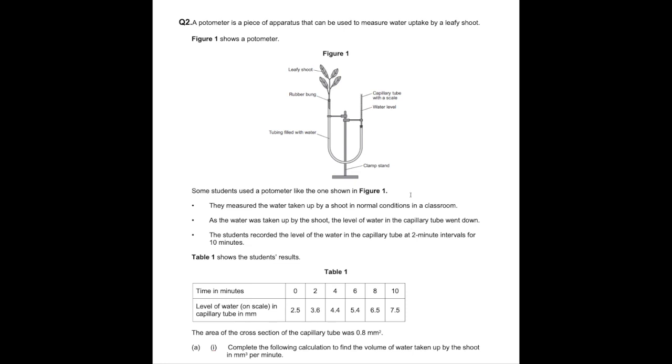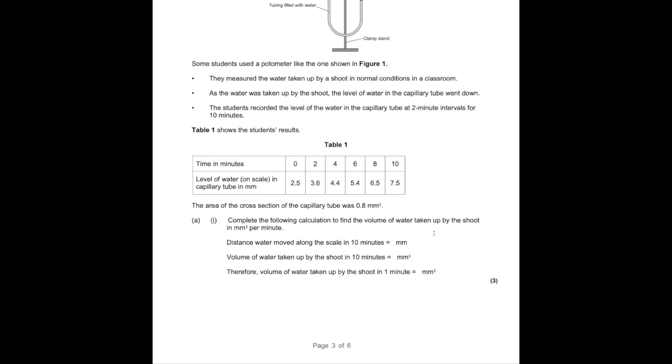So some students used a potometer like the one shown in figure 1. They measured the water taken up by a shoot in normal conditions in a classroom. As the water was taken up by the shoot, the level of the water in the capillary tube went down. The students recorded the level of water in the capillary tube at 2-minute intervals for 10 minutes. So here we go, we've got our time and our water level in millimetres, and it tells us the area of the cross section of the capillary tube was 0.8 millimetres squared.